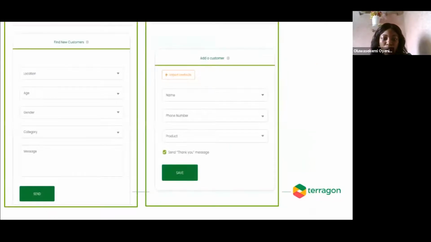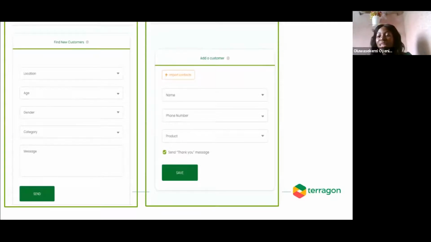So these are just some screenshots that will help you know how easy it is to use the platform. You can come here to find new customers. If you have your target audience, don't forget the kind of people that buy from you, their age range, their gender, the kind of category or interest that they have, their location. Maybe you only want people that you can walk to their house to deliver. I'm just joking.